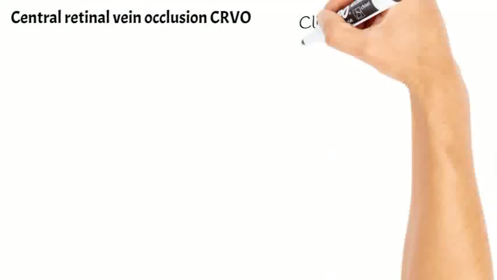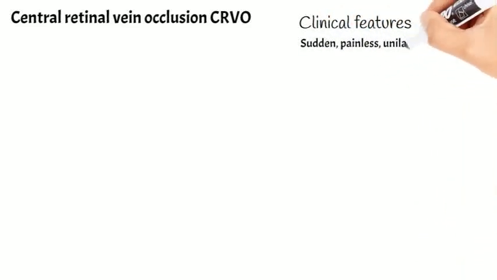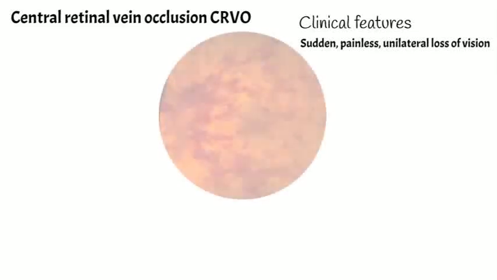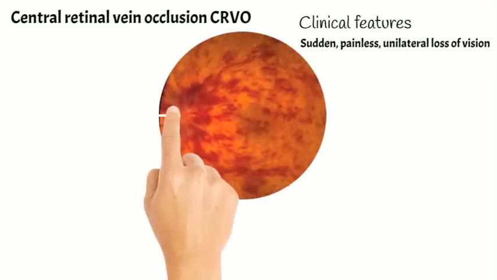Now let's talk about central retinal vein occlusion, which has the same clinical features as central retinal artery occlusion, with sudden, painless, unilateral loss of vision.